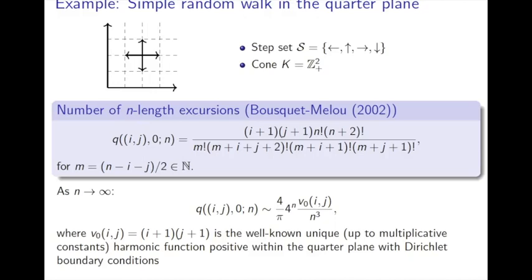For example, let us consider the simple random walk in the quarter plane. So the steps are west, north, east and south, and the cone is a quarter plane. The number of n-length excursions q_n(i,j;0) is known by a result of Bousquet-Mélou, so it is given by the following expression. And using Stirling's formula, one obtains the equivalent as n goes to infinity: it is equivalent to 4 over pi times 4 to the power n times v_0(i,j) over n to the power 3. v_0(i,j) is equal to (i+1) times (j+1) and is the well-known harmonic function, unique up to multiplicative constants, positive within the quarter plane with Dirichlet boundary conditions.